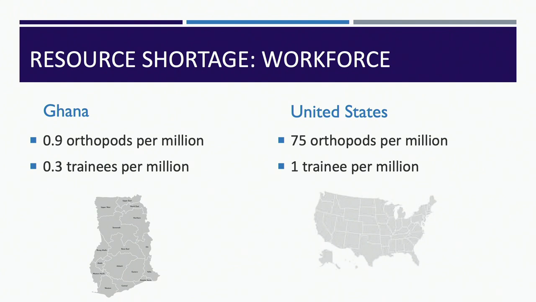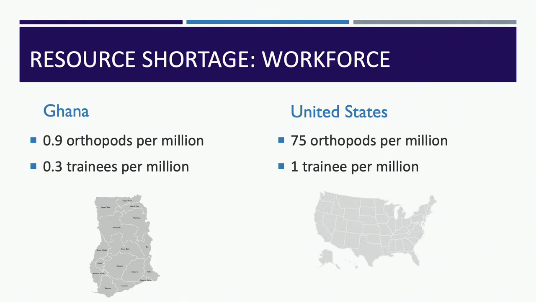There are many ways I could express how few resources there are to treat it, but one of the more compelling ways is just to talk about how many surgeons there are. In the United States, we have about 75 orthopedists per million people. In Ghana, there's less than 1 per million people. So per surgeon, there are more than 1 million people that they have to treat. And their training programs are training at a third less the rate per population.